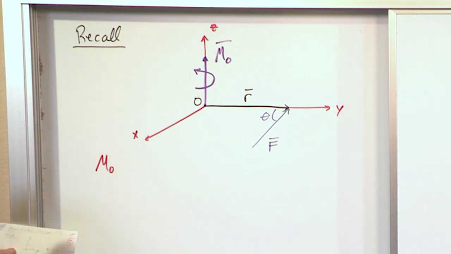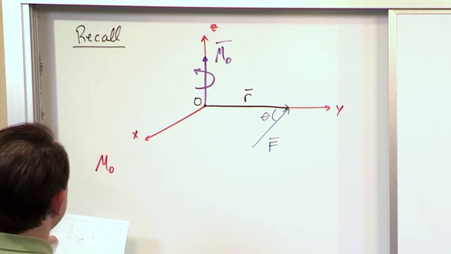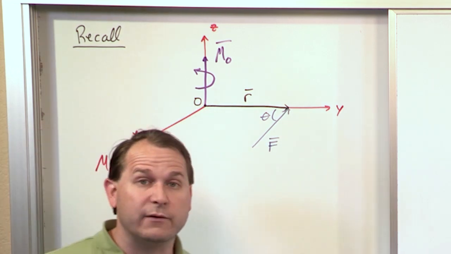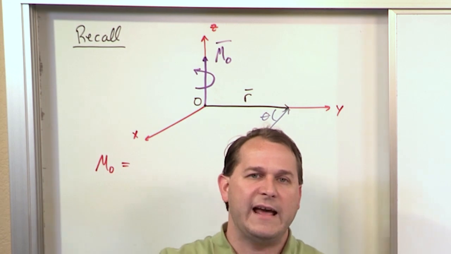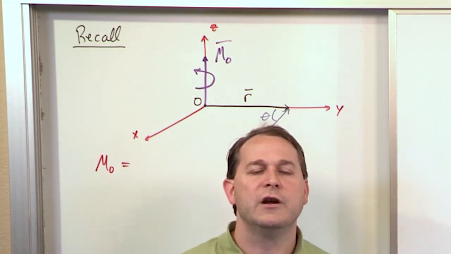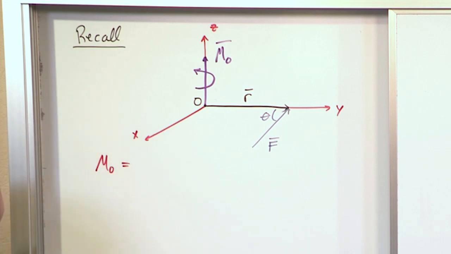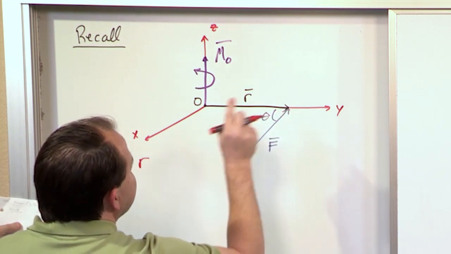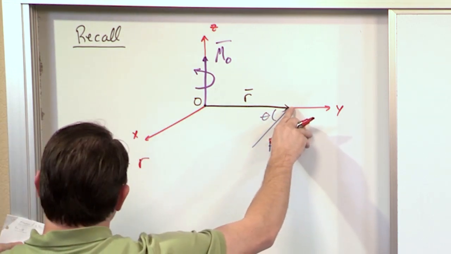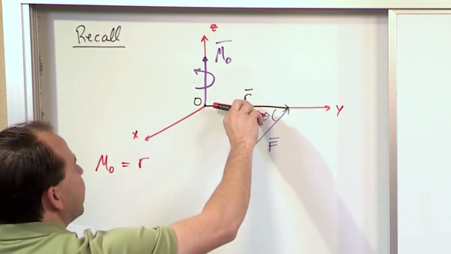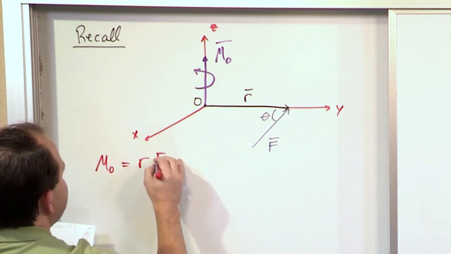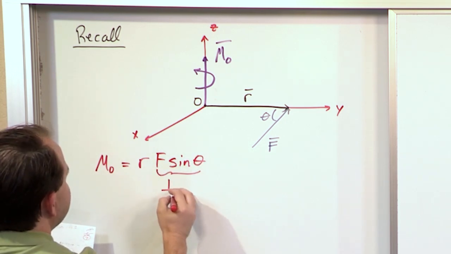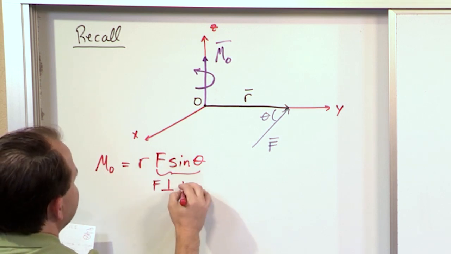Remember that the magnitude of the moment about the origin is F times d. But we've said many times that it's not just F, it's the component of F perpendicular to the moment arm. So it's the distance from the origin to the point where the force is applied, and then we have to account for the angle, so we say F times the sine of theta. This F sine theta is F perpendicular to r.